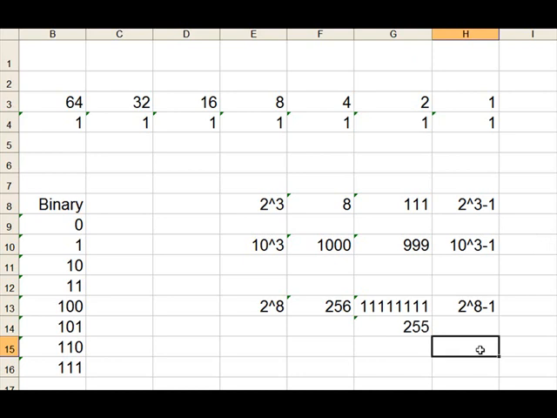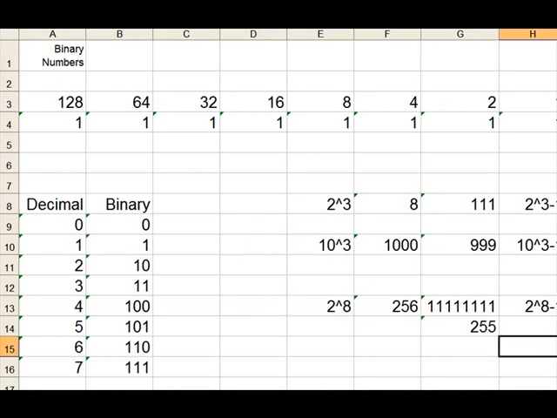So now we have a way of saying what is the largest value we can represent in a certain number of bits. And this is the important one because bits come in bytes, 8 at a time, and you can represent the range of values 0 through 255 in 1 byte, and that's 256 different values.